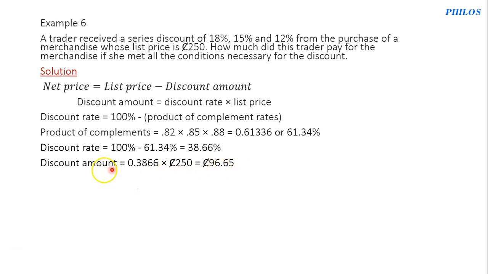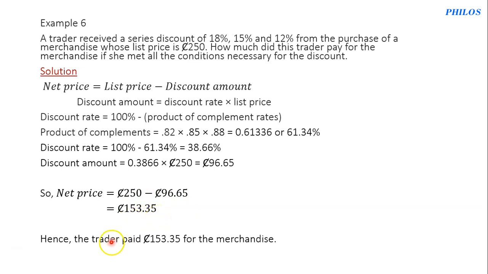Okay. So after getting the discount amount, we can now find the net price. So the net price will now be equal to the list price of 250 cedis minus the discount amount, which is 96.65 cedis. When you subtract, what do you get? You get 153.35 cedis. Hence, the trader paid 153 cedis 35 pesewas for the merchandise.